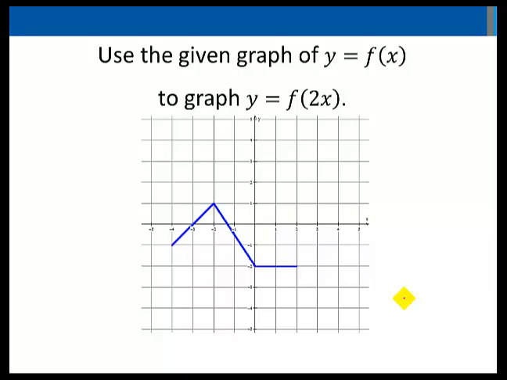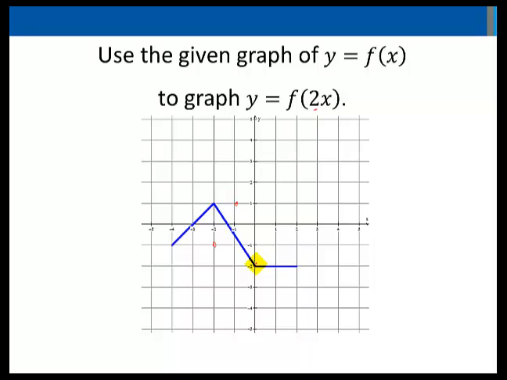Let's take our given graph of y equals f of x and graph y equals f of 2x. Okay, so this is a little bit trickier. We're going to look at each point on the graph, starting with -4, -1, and we're going to divide our x coordinate by 2 here. So instead of -4, -1, we would have -2, -1. Okay, here we have the point -2, 1. Our x coordinate, if we multiply that by 1/2, would give me the point -1, 1.